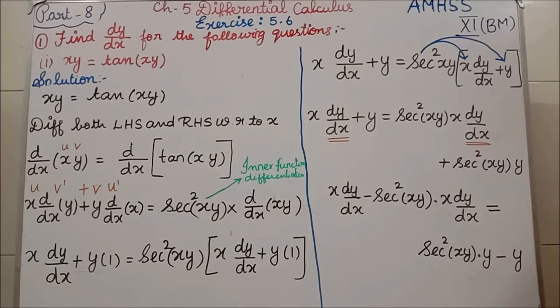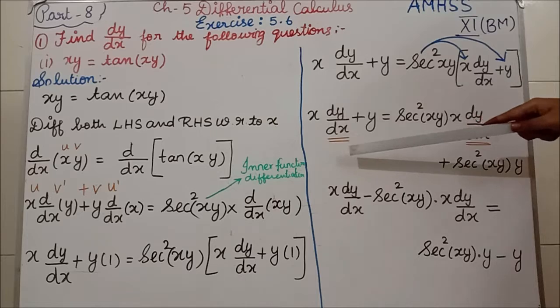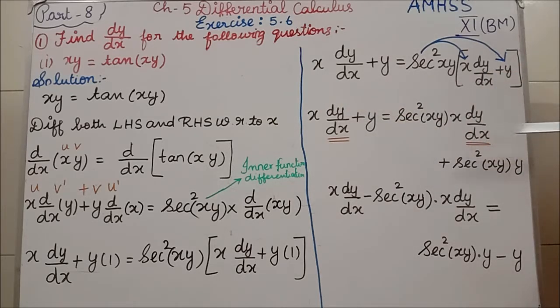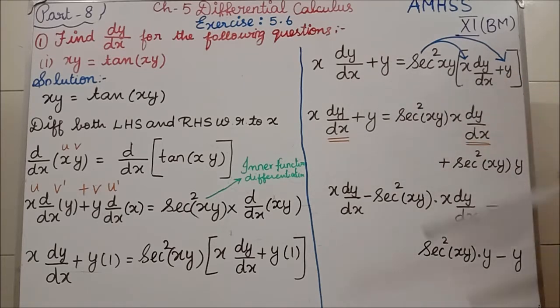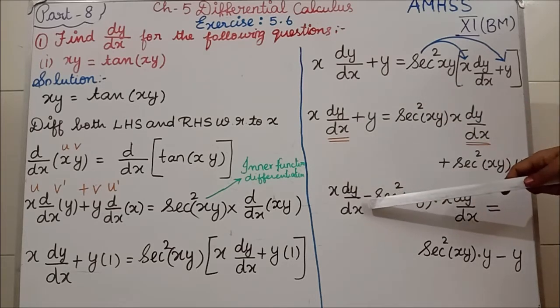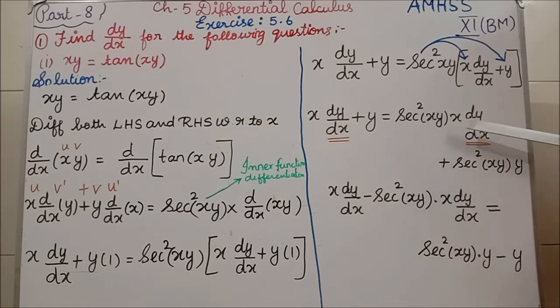Clear? In the question, what we have to find here, dy by dx we have to find. So you see I have underlined where we are having dy by dx. Here in the left hand side, x dy by dx we are having. In the right hand side, secant square xy x dy by dx is fully one term. So this dy by dx I am taking to the left hand side. Here it is positive; if this goes that side, it will become negative. Secant square xy x dy by dx is equal to.